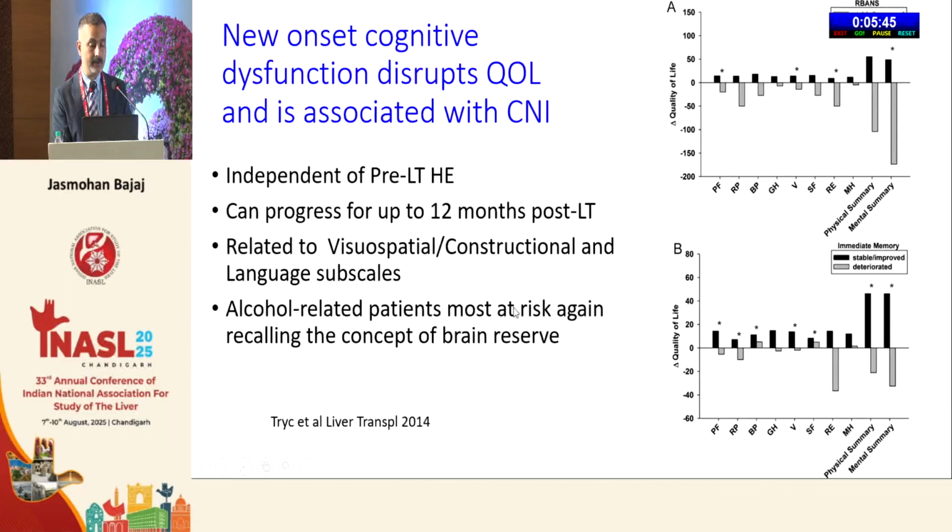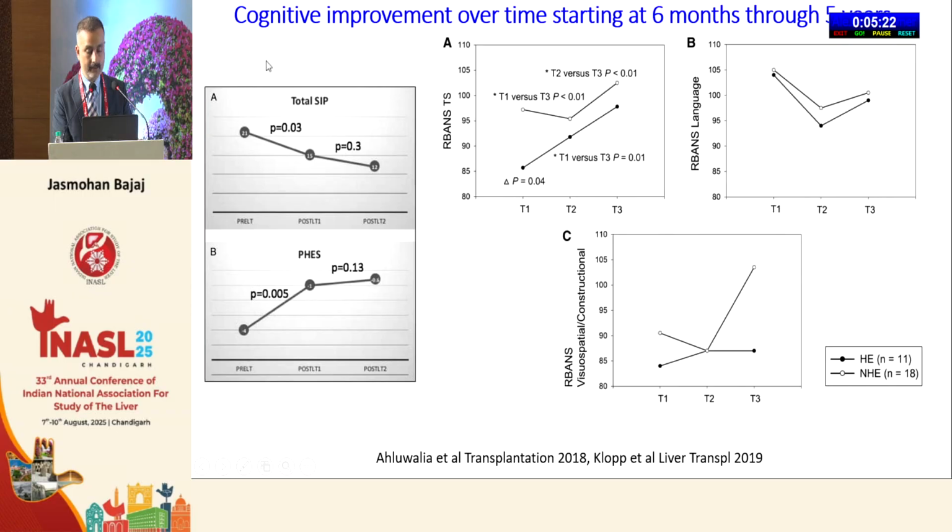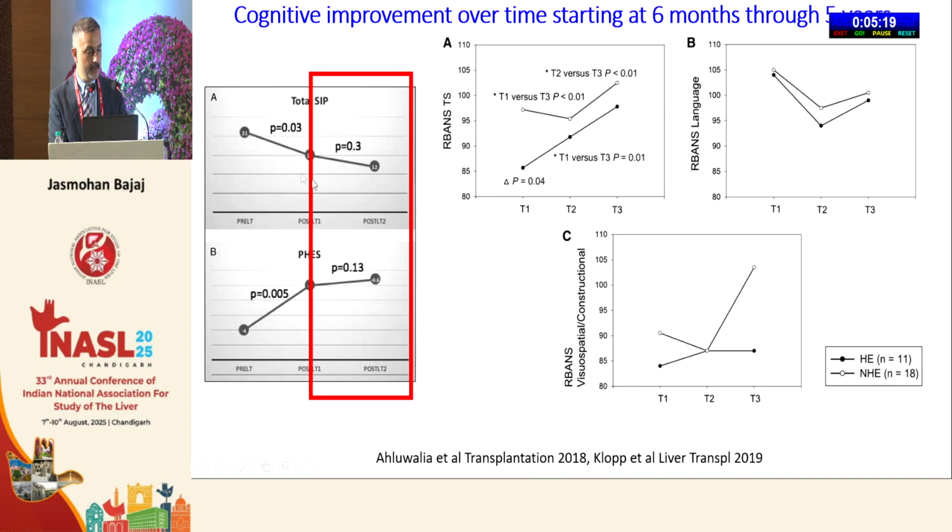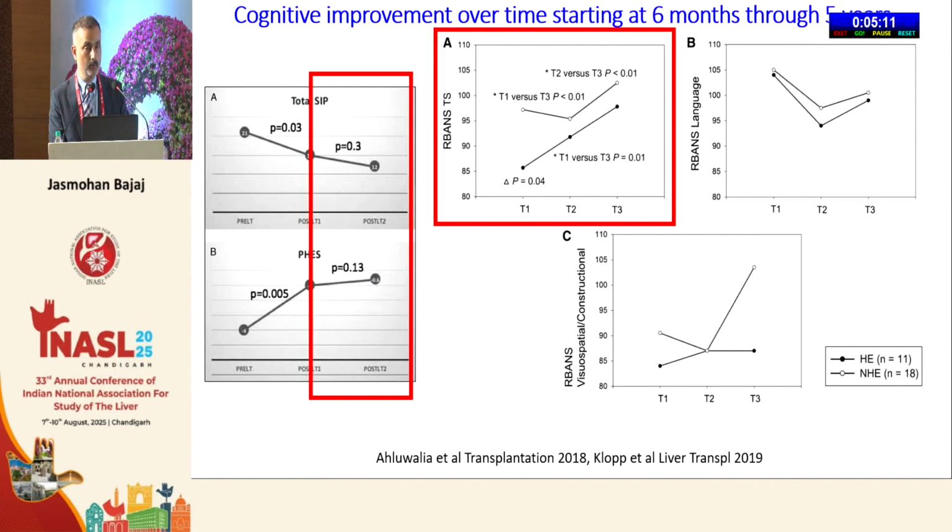So what happens, again, as I said, alcohol-related patients are more at risk, recalling the concept of brain reserve. The brain you go into a liver transplant with substantially determines what you end up with after the transplant. It is related to visual, spatial, and language subscales. Language is usually not affected by covert or minimal hepatic encephalopathy and can progress up to 12 months post-liver transplant. This does get better over time. This is post 6 months, and this is post 12 months. The patients are feeling better, they're cognitively better, and things start getting better in almost every single thing.